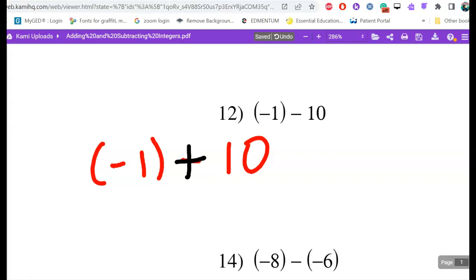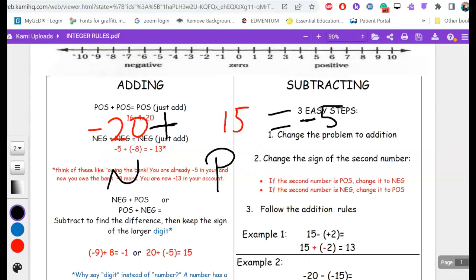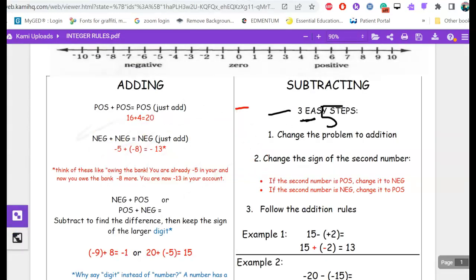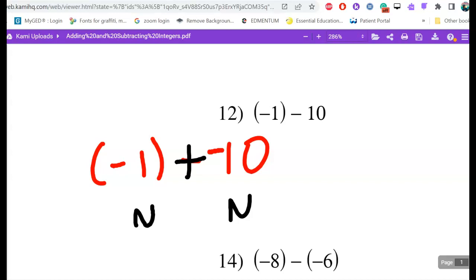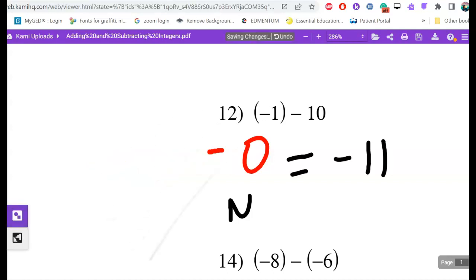That's a positive 10 now. So if I change the sign, it's now going to be a negative 10. Okay? So that means I have a negative plus a negative. Remember the rule, negative plus negative: I'm going to just add them, keeping it negative. So this is going to be negative 11. Just add, keeping it negative. All right, let's go to the next one.